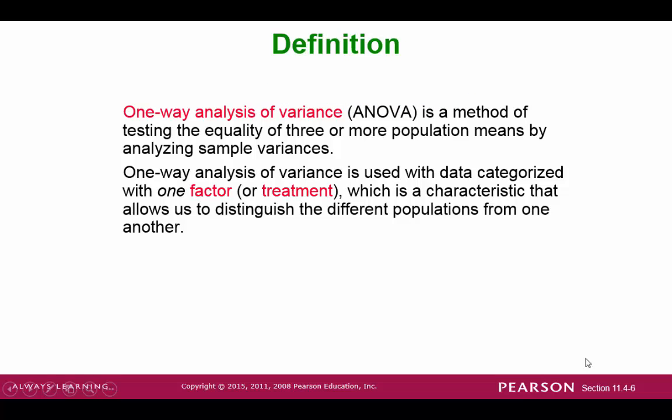So just to reiterate, the definition: ANOVA is a method of testing the equality of 3 or more population means. And the way we do that is we look at their variances. Now, if you think back to chapter 9, we were performing hypothesis tests where we tested 2 means, and now we're going to extend that where we have 3 or more samples that we're going to test. The one-way analysis of variance uses one factor or one treatment, and this is going to allow us to distinguish between the different populations.